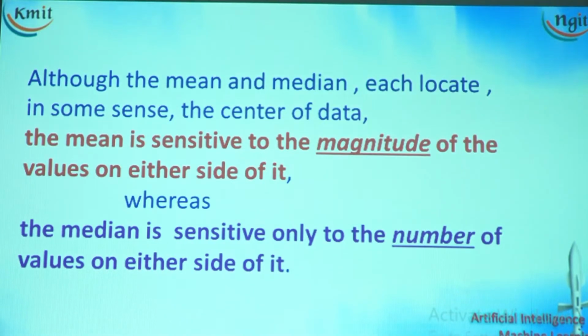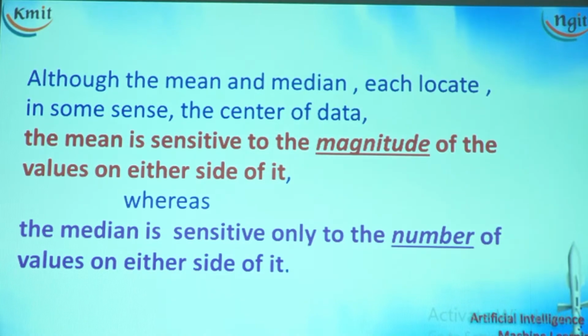Although the mean and median each locate, in some sense, the center of the data, the mean is sensitive to the magnitude of the data, whereas the median is sensitive only to the location of your data. I hope that makes sense. Mean is going to be affected by the value of your data set, not the position, whereas median will be affected by the position in the data set, right?